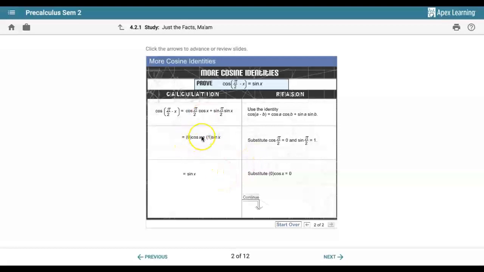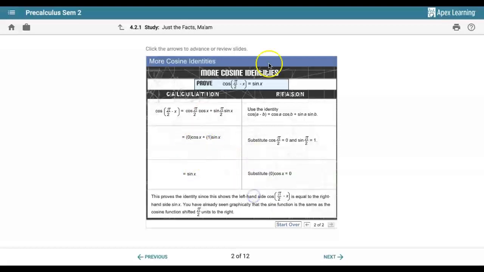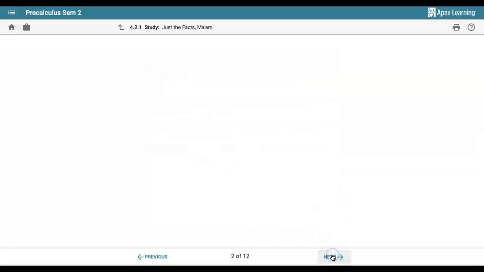Then 0 times cosine gives us a 0 here, and we're just left with sine of x. That is the right-hand side of our equation, so we've made both sides equivalent. We've already proven that multiple times graphically, because if we plug in both of these functions, y equals cosine of pi over 2 minus x and y equals sine x, you're going to notice that they're the exact same graph. They will overlap on top of each other if you were to check these graphically. So that's another way we could look at that.